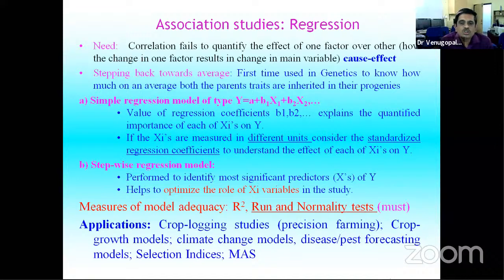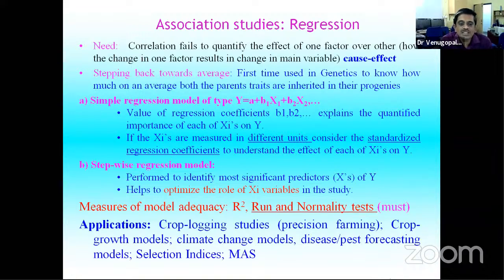y = b0 + b1x1 + b2x2 + ... If you want to know the quantification of the importance of each xi on y, we will express it through the values of b1, b2, b3 accordingly. Suppose the xi's are measured in different units, for example in canopy architecture studies, where we study different canopy parameters versus yield. The different canopy parameters are measured in different scales. So we cannot make use of this simple regression coefficient to decide how each of these canopy factors influences yield. For this, we need to go for the standardized regression coefficient, which is also printed in any statistical package when we do the analysis.